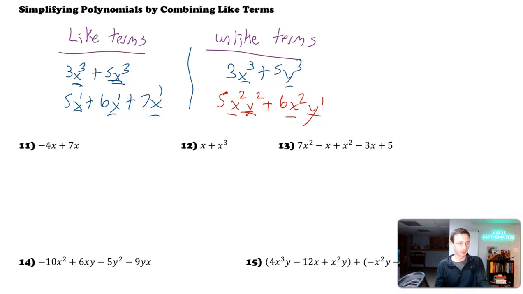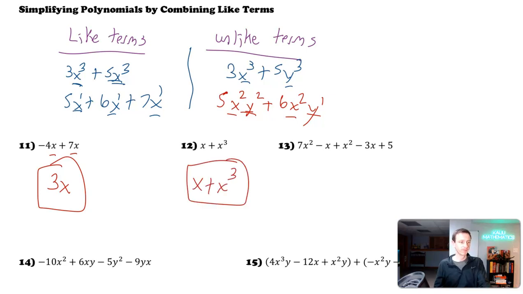So like on number 11 here, we have negative 4x plus 7x. These are like terms because it's x to the first, so I'm going to do negative 4 plus 7, which is 3. So 3x. 7 minus 4 is 3. So 3x. Number 12. x to the first plus x to the third. These are not like terms. So the answer would be the question, because I cannot combine those together. That's already simplified, technically.